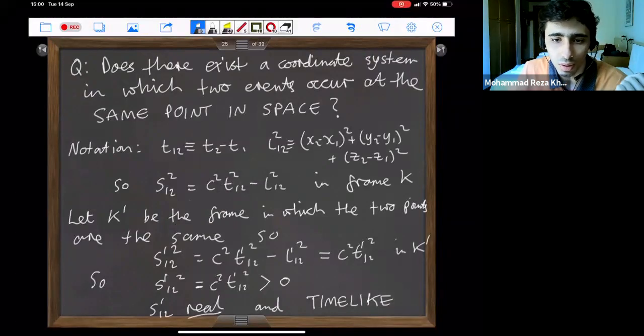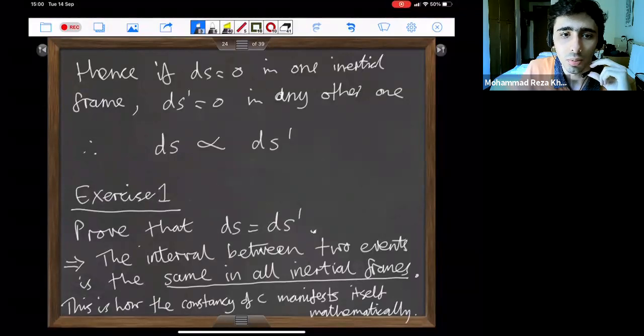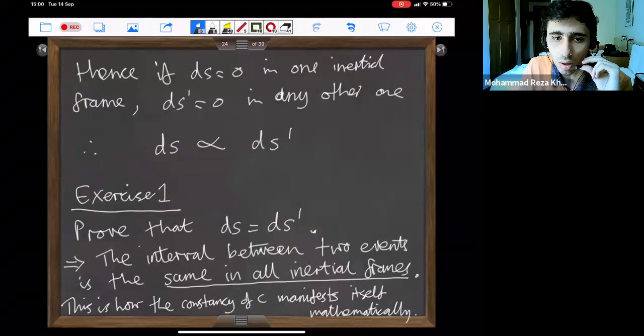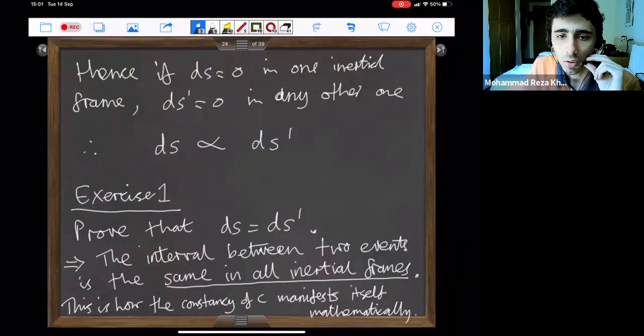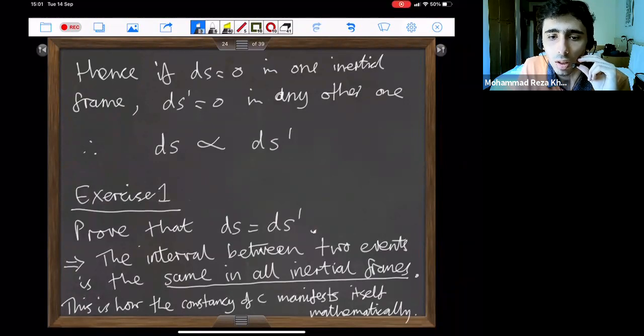Would you go to the page where you write if ds is equal to 0, then ds prime is also equal to 0 in the other inertial frame? I didn't understand how this implies that ds is proportional to ds prime, because any transformation that preserves the 0 of ds works also, I think. For example, if ds prime were equal to ds times something like dt/dx, not a constant of proportionality.